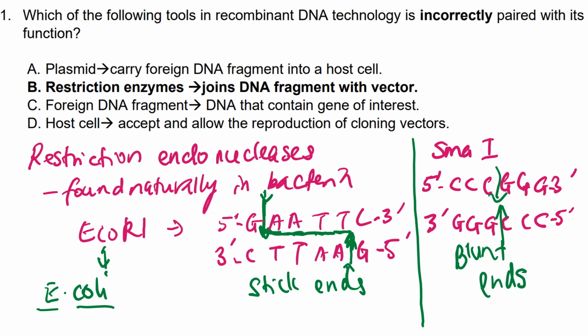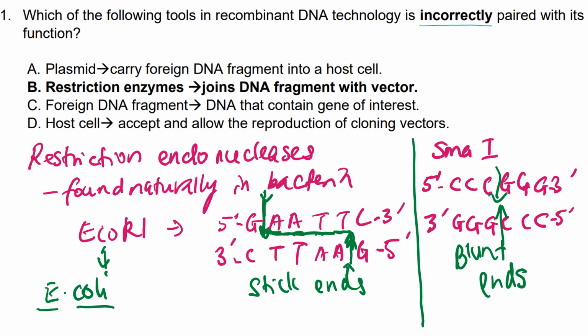We are going to discuss part A, which is multiple choice questions on chapter 2, which is gene technology. Which of the following tools in recombinant DNA technology is incorrectly paired with its function? So, which of the four statements is not true? Okay, so we are going to look at them one by one, starting with A, plasmid.